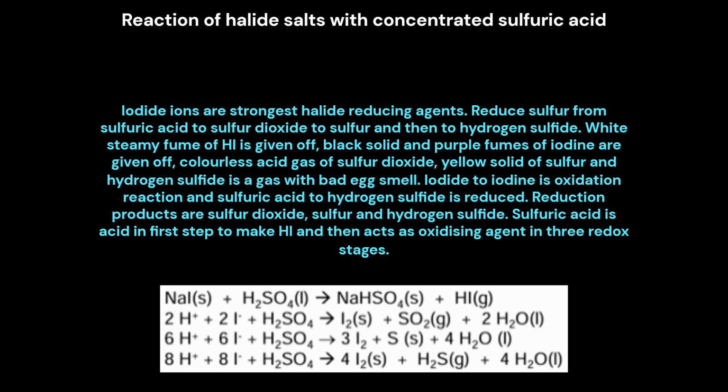Reduction products are sulfur dioxide, sulfur, and hydrogen sulfide. Sulfuric acid is an acid in the first step to make hydrogen iodide and then acts as an oxidizing agent in three redox stages.